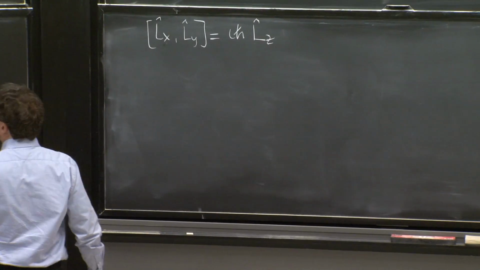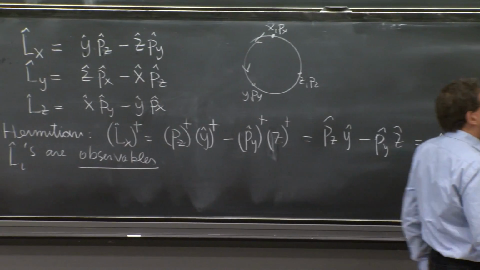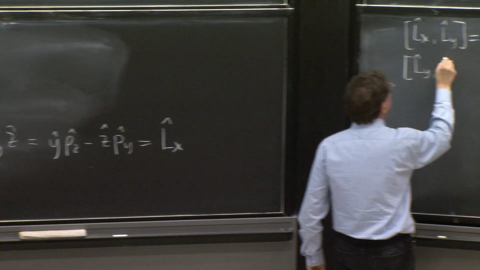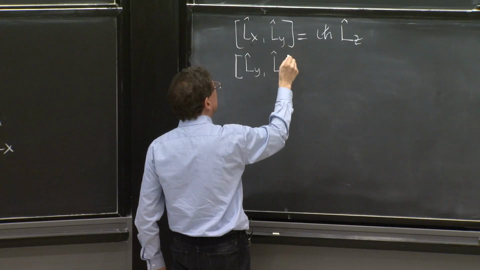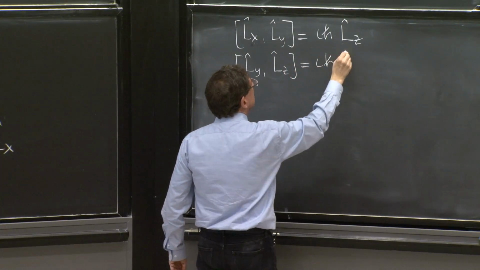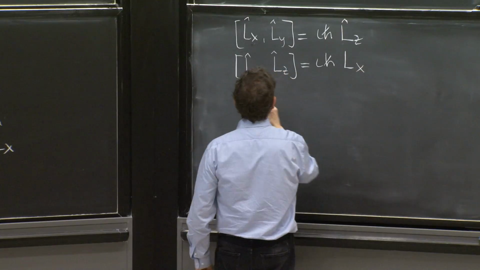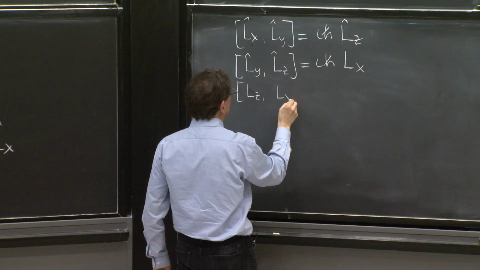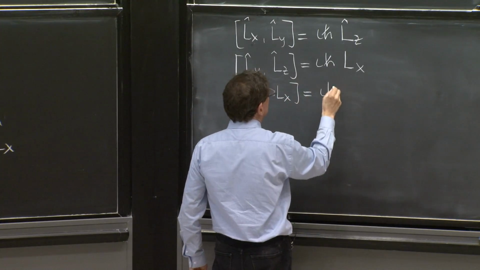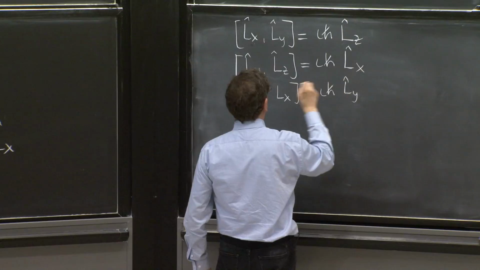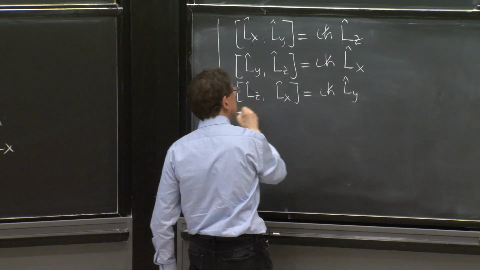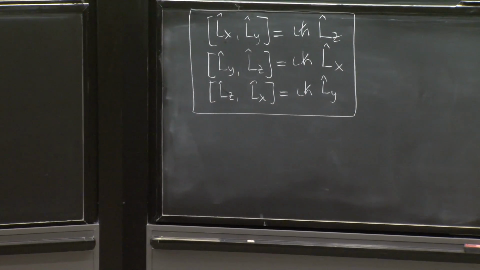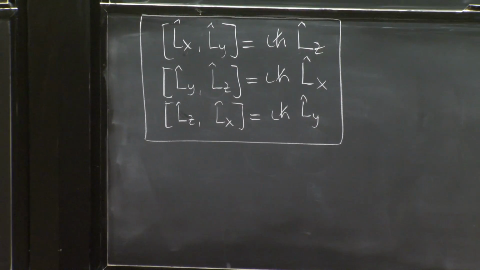And this equation, as we said, everything is cyclic. So you don't have to work again to argue that then [Ly, Lz], going cyclic, must be equal to iħ Lx. And that [Lz, Lx] must be iħ Ly. And this is called the quantum algebra of angular momentum.